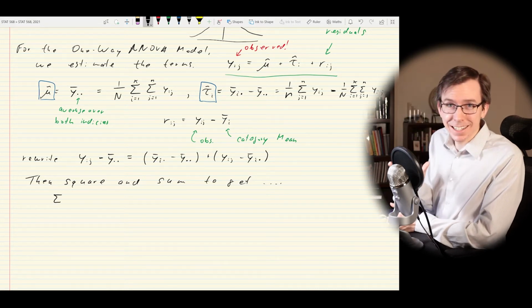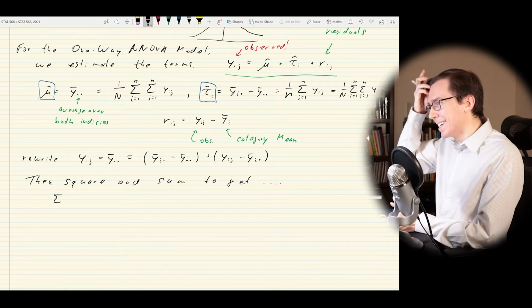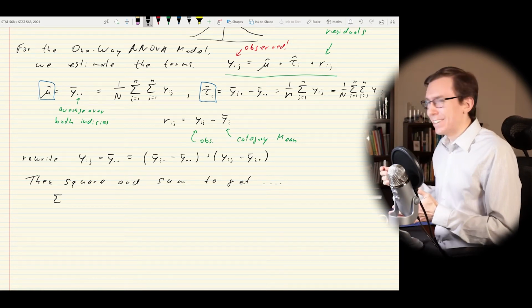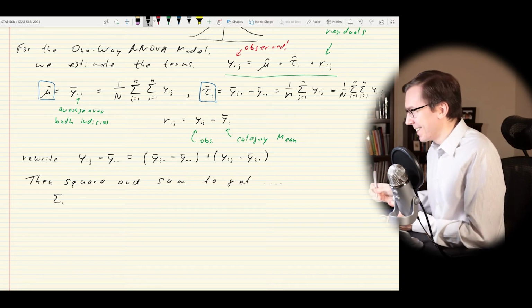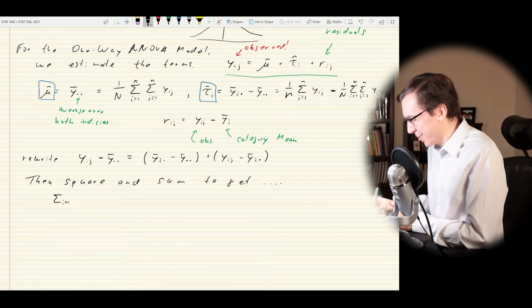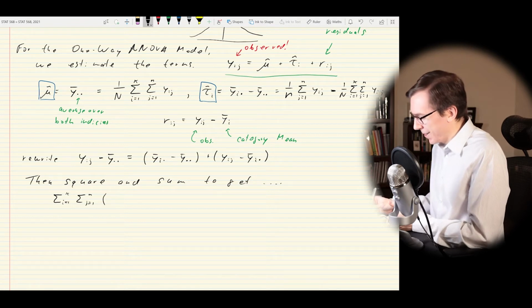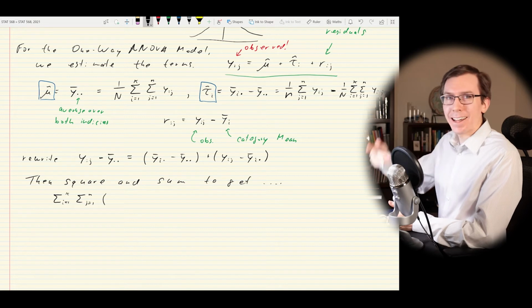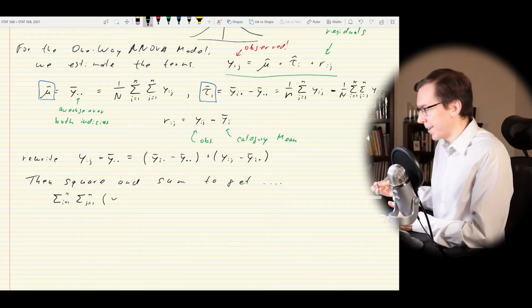There's tons of indices in this, so hopefully I'm not making any mistakes. If you think I messed up an index, just let me know. We're on video now, so any little errors I might have will be recorded for all of history. But what we do here is sum over all i and all j, that is, all categories and all observations per category.